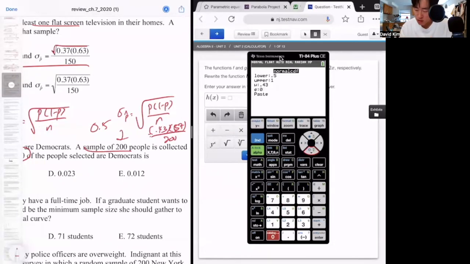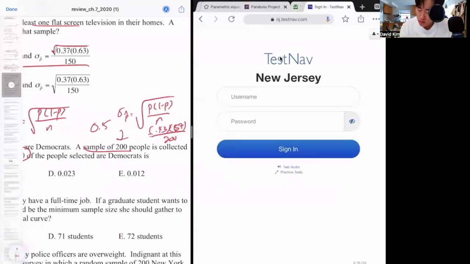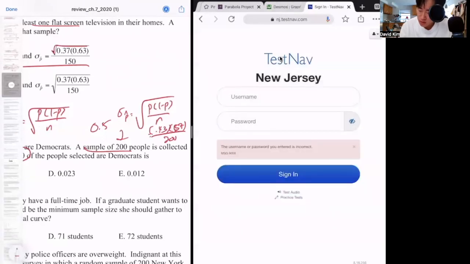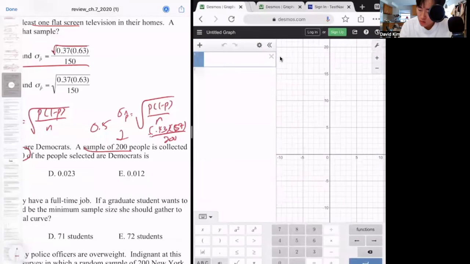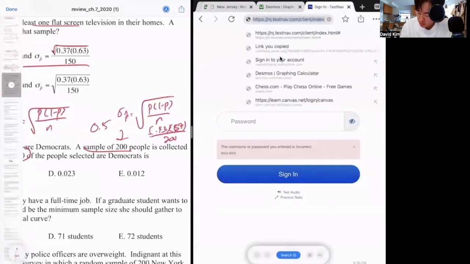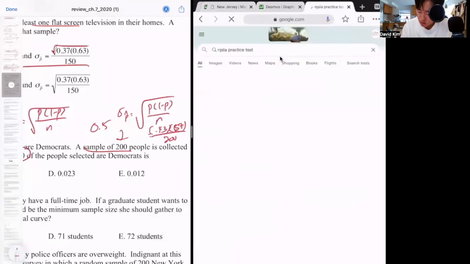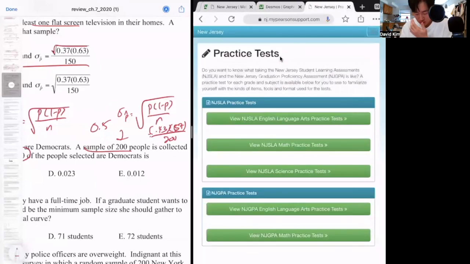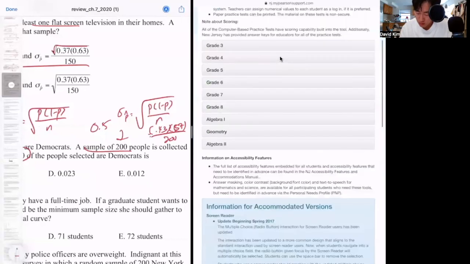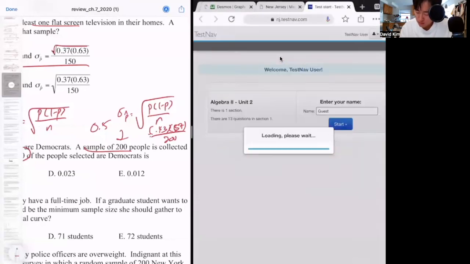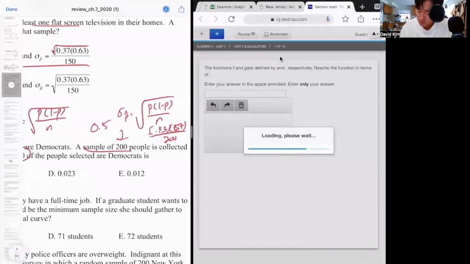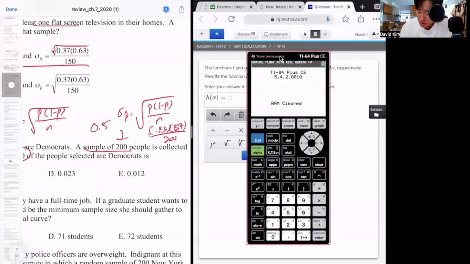It seems like the calculator here is not working. Let me just see if I can access this one more time. Okay, so NJSLA practice test. All right, so here, I'm just going to type this in first real quick.